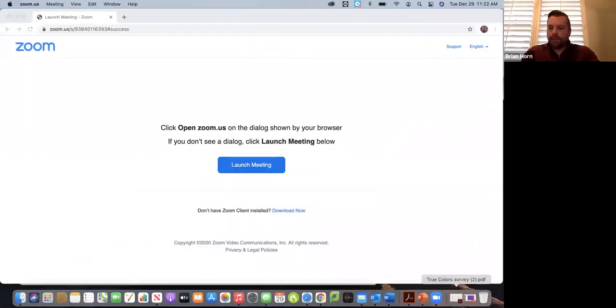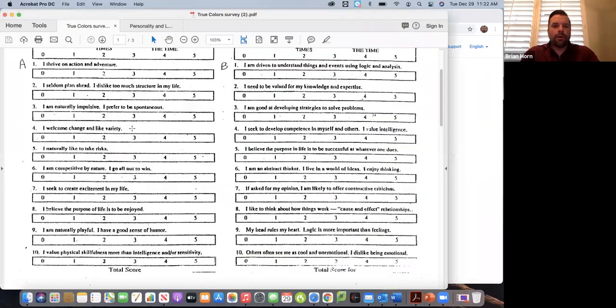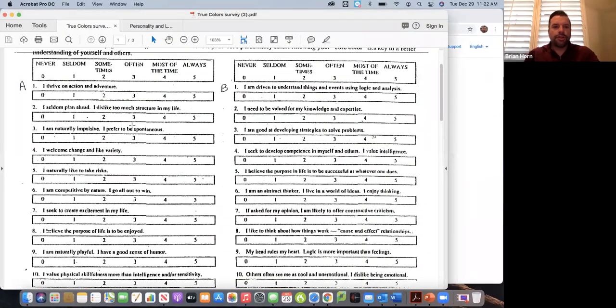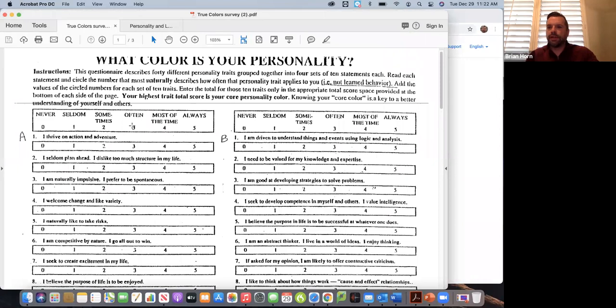So this session is really about personality development. You have probably read components about that from the text. There is a survey that I want you to complete. If you've not already completed that, I'm going to share a screen with you here. The survey is located on our Canvas page. It is "What Color Is Your Personality."